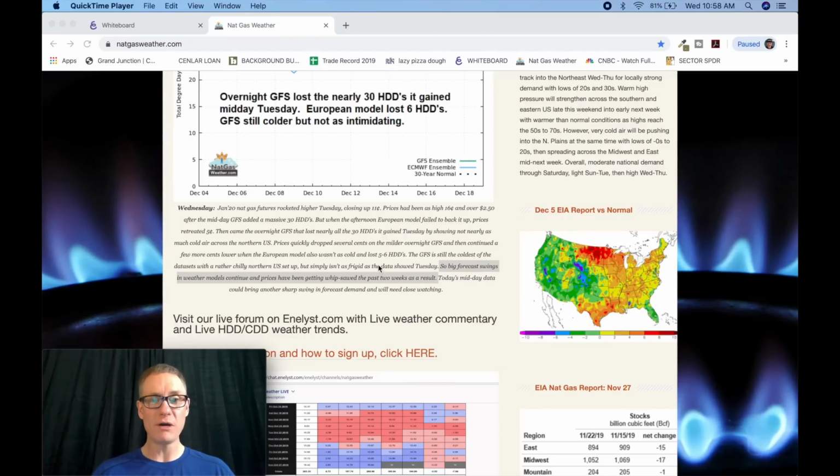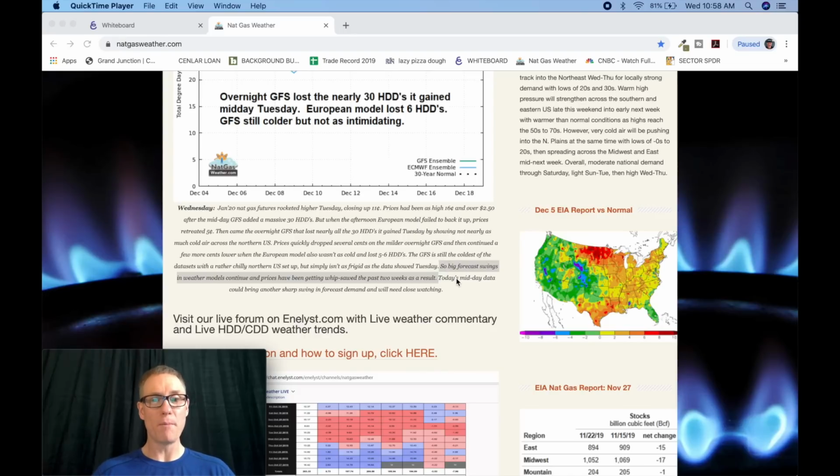Then came the overnight GFS that lost nearly all 30 of the heating degree days that it had gained on Tuesday by showing not nearly as much cold air across the northern US. Prices quickly dropped several cents on the milder overnight GFS and then continued a few more cents lower when the European model also wasn't as cold and lost 5 to 6 more heating degree days. So with all that being said, this final sentence tends to sum it up the best.